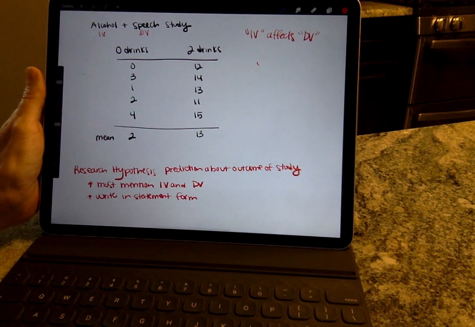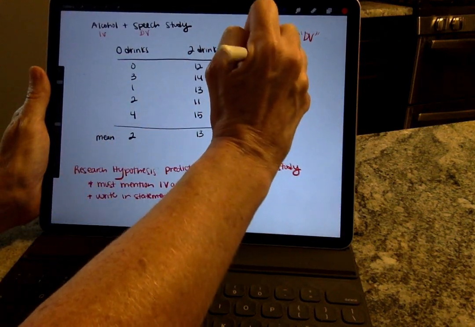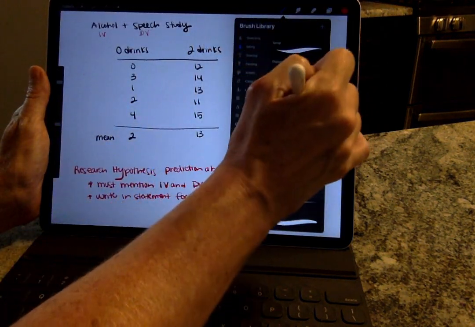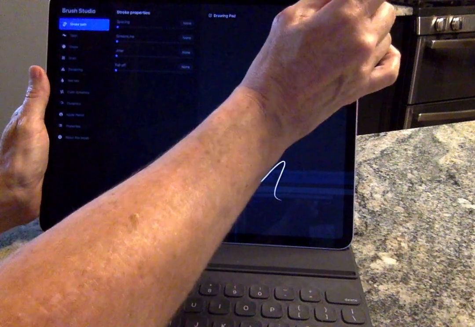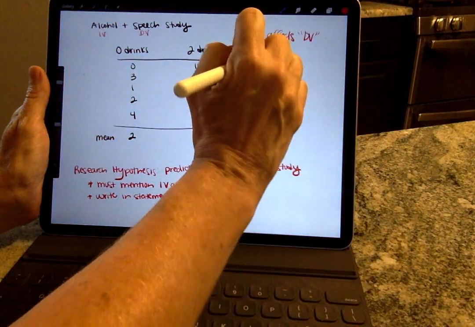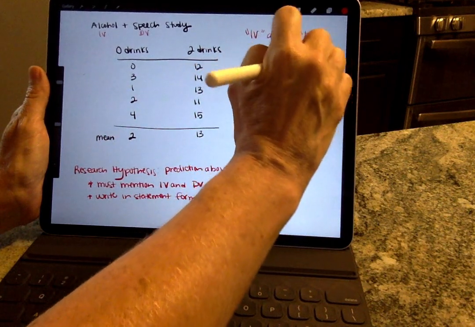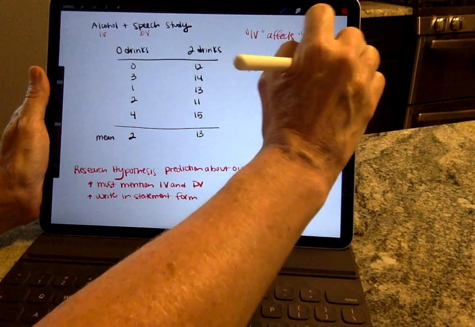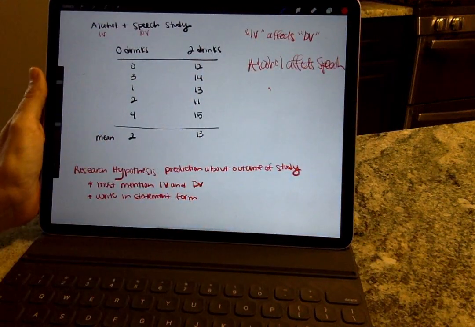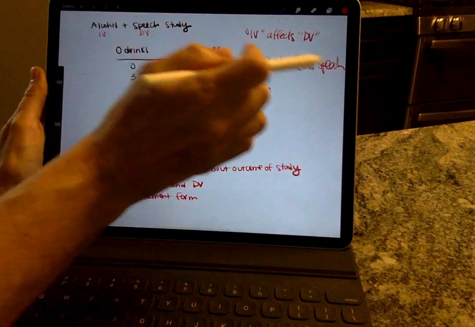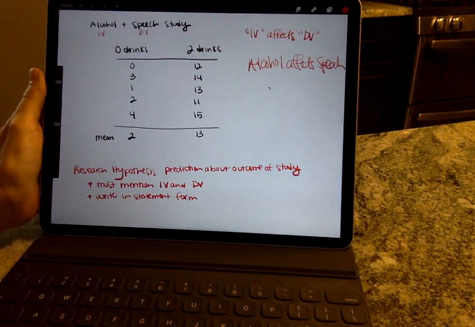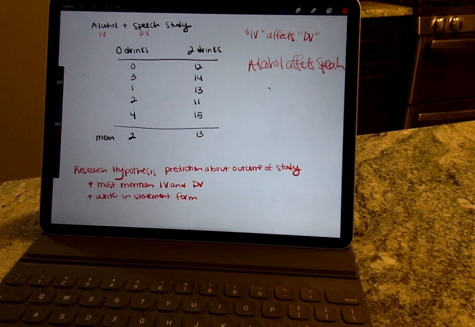So in the case of this study, we could say alcohol affects speech. Alcohol affects speech. And that mentions the independent, it mentions the dependent, it's written in statement form, and this is a perfectly good hypothesis. Now, that doesn't mean you can't give a more elaborate one.